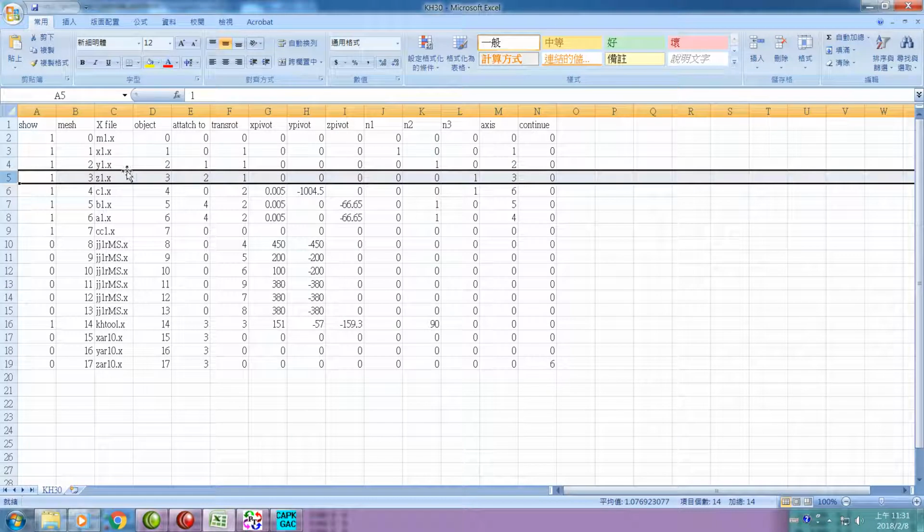The Z structure translate rotation is 1. It's straight line movement. We use the third axis to control it. The movement direction is N1 0, N2 0, N3 1. That means Z direction movement.